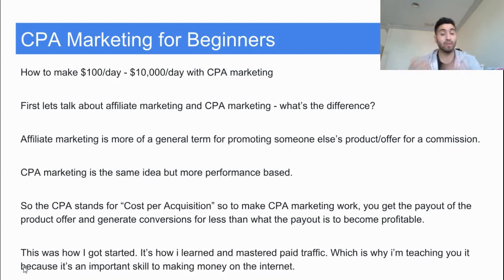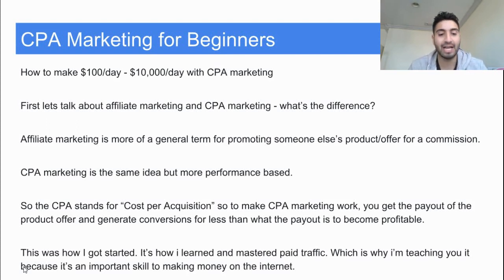Okay, so first let's talk about affiliate marketing and CPA marketing. What's the difference? To be honest, guys, they're basically the same exact thing, but CPA marketing is more performance based. Affiliate marketing is a general term for promoting someone else's product offer for a commission. CPA marketing is the same idea but more performance based, like I just said.